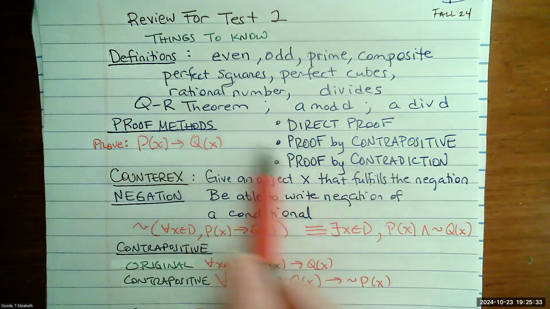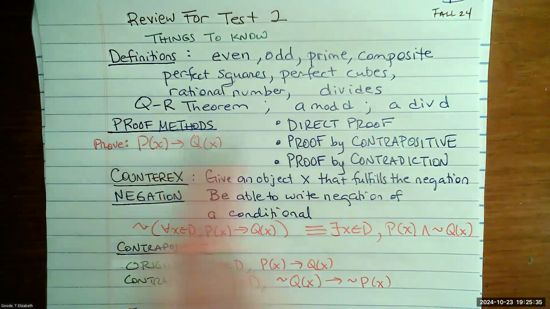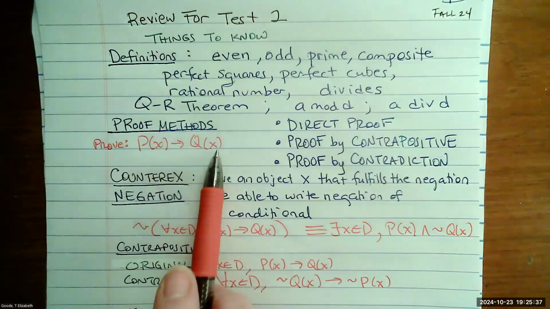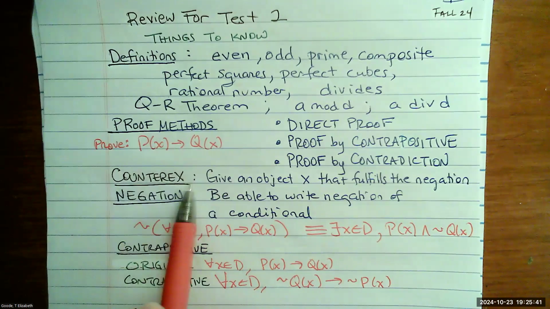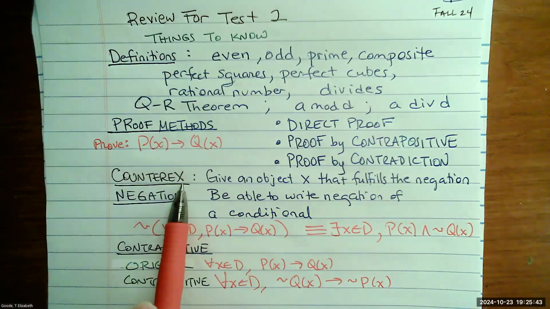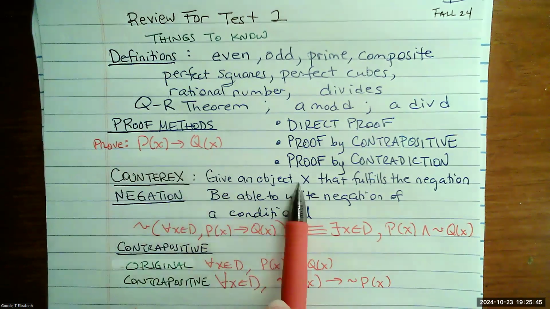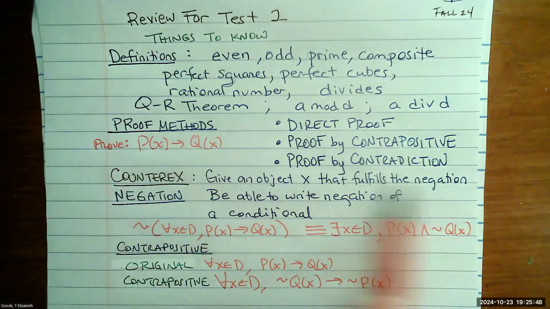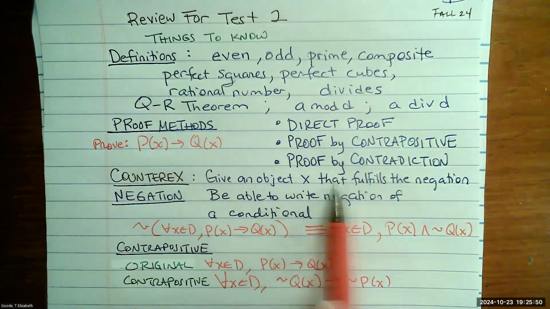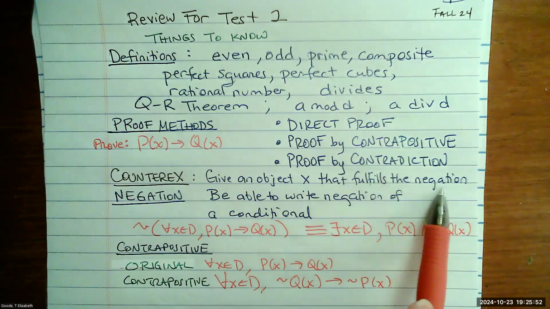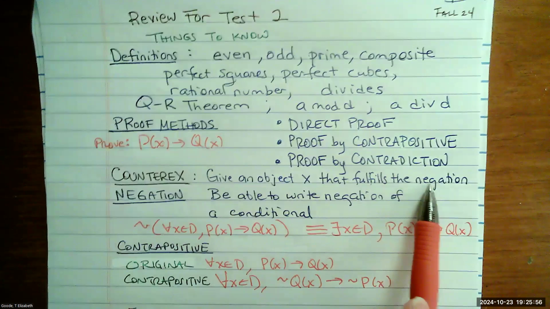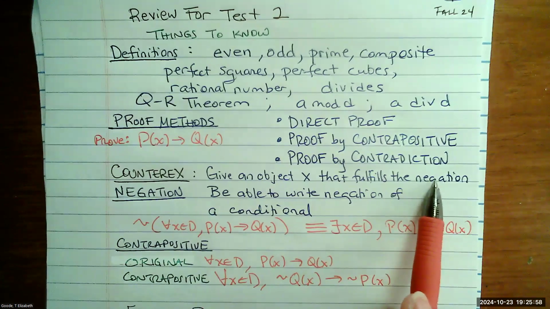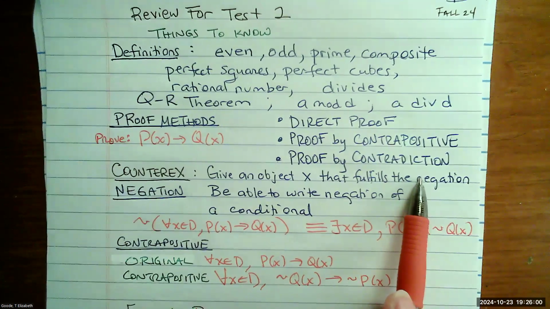So we have 3 proof methods. Now listen, these proof methods apply to proving a universal statement, right? When we're just giving a counterexample or proving an existential statement, we just give an object X that fulfills the negation. That means X is in the correct domain and it fulfills the property of the negation, right?